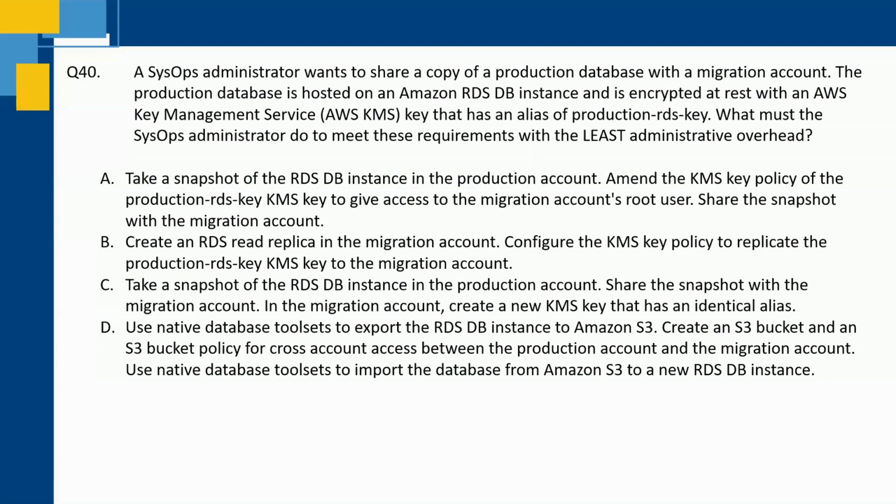Take a snapshot of the RDS DB instance into the production account, amend the KMS key policy of the production RDS key to give access to the migration account's root user, share the snapshot with the migration account. Create an RDS read replica in the migration account, configure the KMS key policy to replicate the production RDS key to the migration account. Take a snapshot of the RDS DB instance in the production account, share the snapshot with the migration account, and in the migration account, create a new KMS key that has an identical alias.